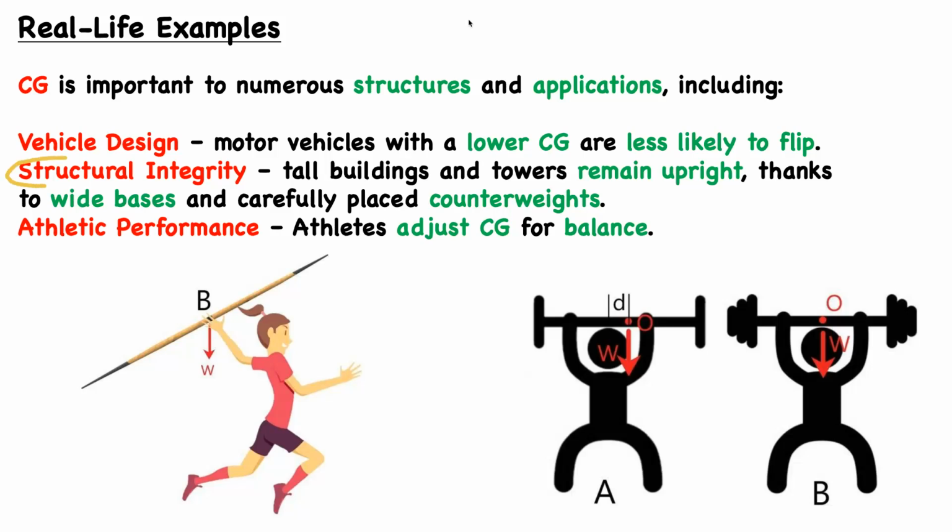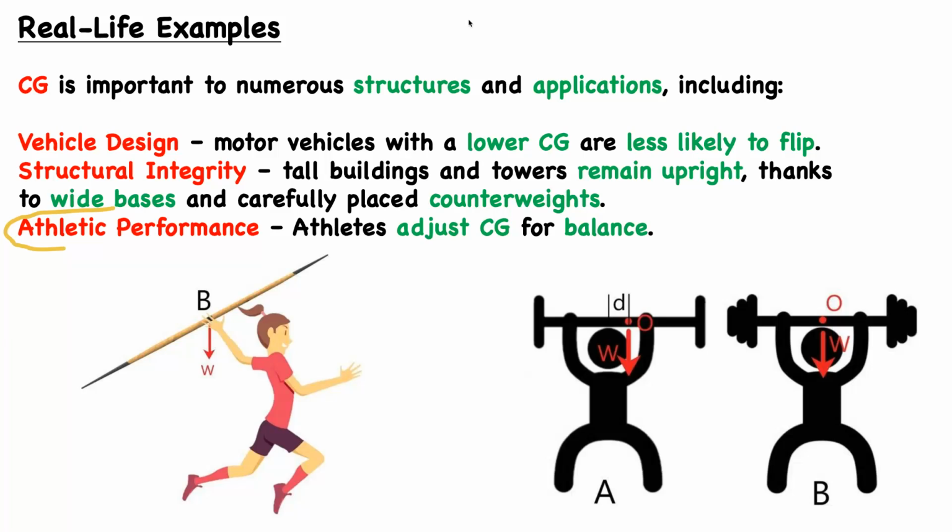The second example we covered already a little bit, which is structural integrity. Again, many tall buildings, towers, cranes like we talked about, remain upright thanks to wide bases or carefully placed counterweights. They're attempting to design or engineer the center of gravity at a particular position in order to ensure that it won't risk tipping or flipping.